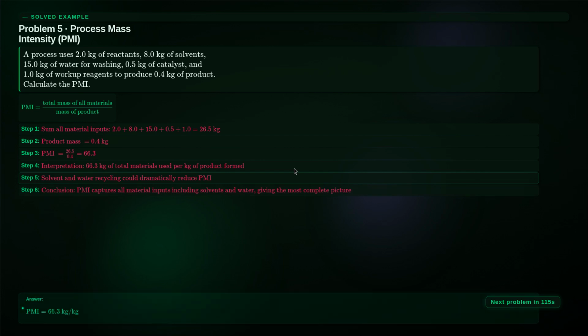Problem 5. Process mass intensity. A process uses 2.0 kilograms of reactants, 8.0 kilograms of solvents, 15.0 kilograms of water for washing, 0.5 kilograms of catalyst, and 1.0 kilogram of workup reagents to produce 0.4 kilograms of product. Calculate the process mass intensity. Step 1. Sum all material inputs. 2.0 plus 8.0 plus 15.0 plus 0.5 plus 1.0 equals 26.5 kilograms. Step 2. Product mass.